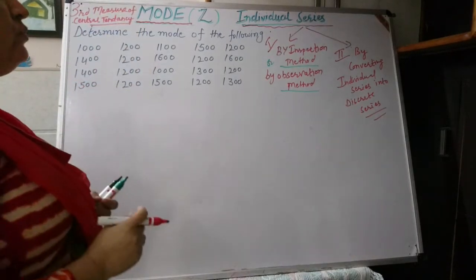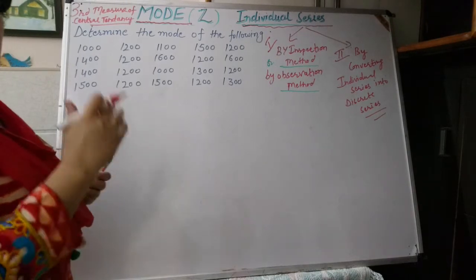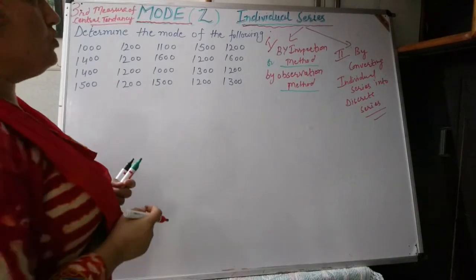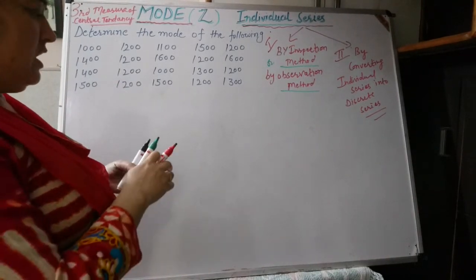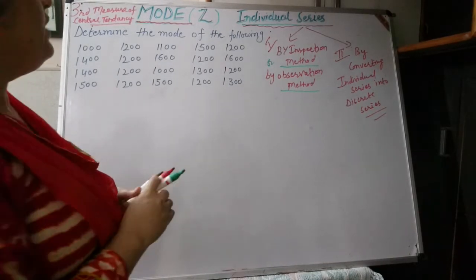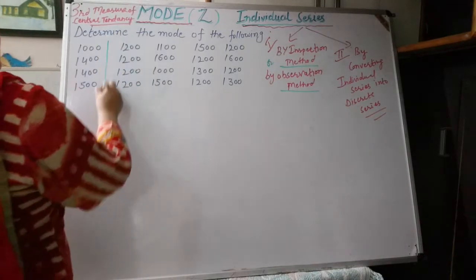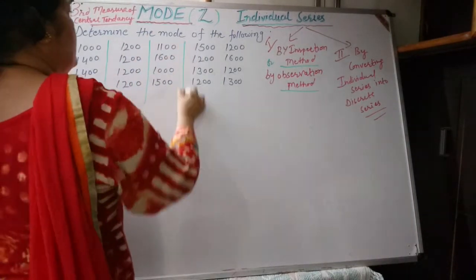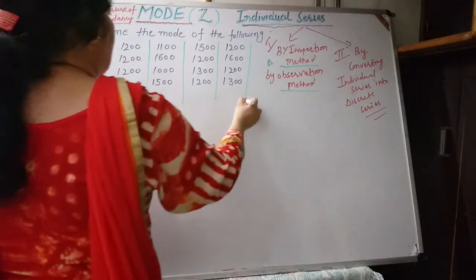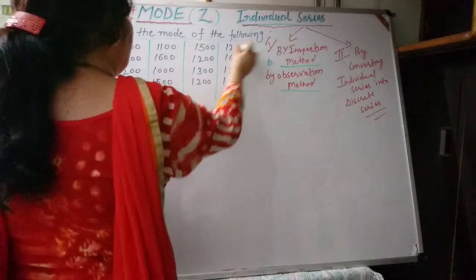Mode is the value which occurs maximum times in a frequency distribution. It means the highest frequency will be the value of mode. So let us see whatever the calculations are given here.